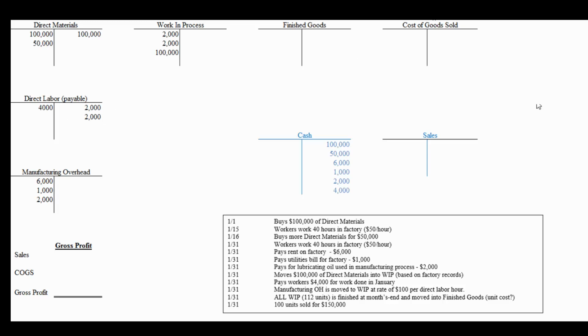And again, your book may make this way more complicated. It may call this factory labor, and it may include in factory labor the direct labor and the indirect labor. But for now, let's just keep it simple. We owe our line workers $4,000, so we recorded it as a payable. We take that payable off our books with a debit, and we credit cash for $4,000.